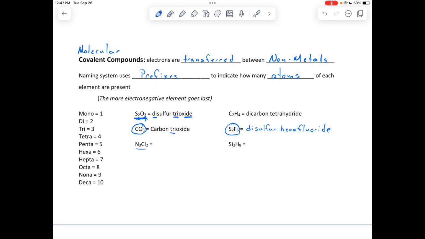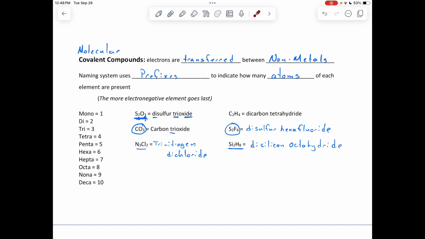Okay, down to the bottom left, we've got nitrogen and chlorine, so trinitrogen dichloride. And then our next example, silicon and hydrogen, so disilicon octahydride.